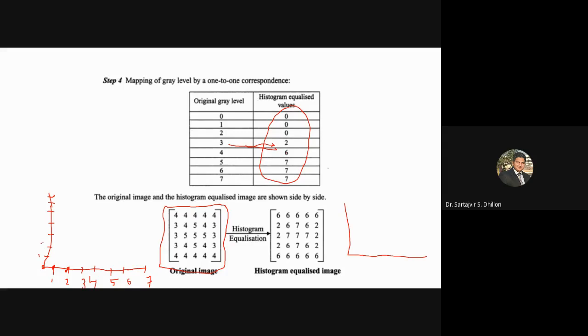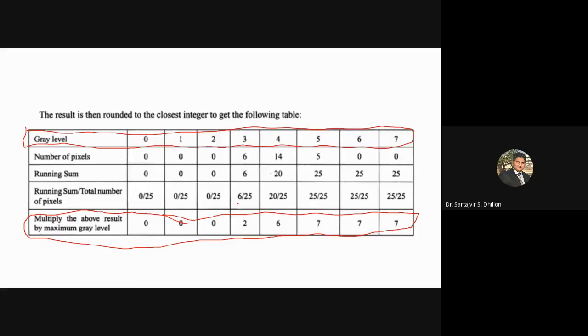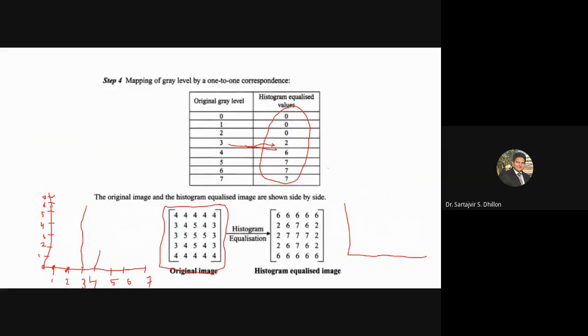Again, these are the number of pixels: 1, 2, 3, 4, 5, 6, and 7. So in this case, how many pixels with the zero value? There is no pixel, so you can write it as a zero. For one, you can write it as a zero. For two, you can also write it as a zero. How many threes are there? We have a six. So we can just draw it like that. And how many? We have 14 fours. So it is like that.